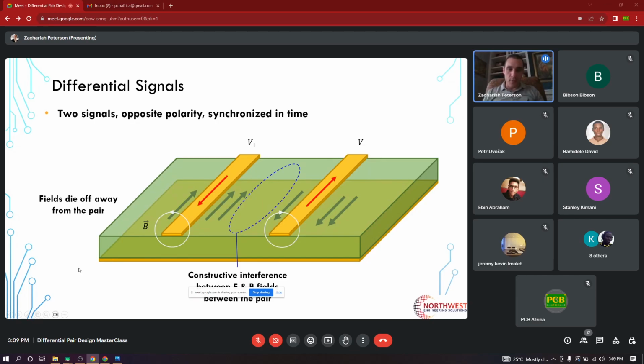So that's very important because it illustrates one of the reasons that we originally started using differential pairs to transmit very high speed signals at very high data rates. It's because farther away from the differential pairs, you get less noise. Now you don't get zero noise, but you get less noise because of this destructive interference between different portions of the electric and magnetic field outside of the pair.